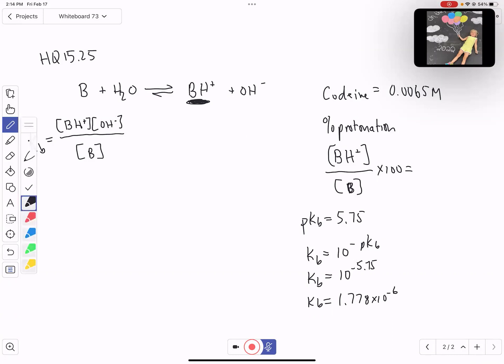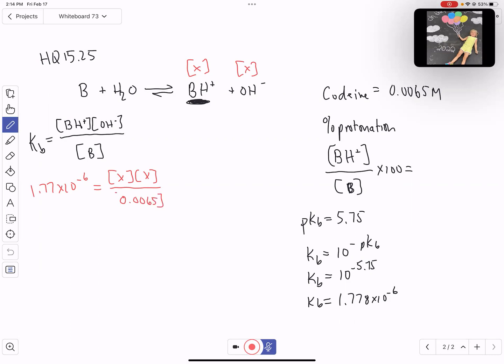Now we can do that calculation. My Kb, 1.77 times 10 to the minus 6, equals, I don't know the concentration of the conjugate acid or hydroxide, but they're formed in the same ratio. So if I call one X, the other one should be X as well. So X times X over my initial concentration, 0.0065 molar. So I'm going to multiply both sides by that 0.0065.